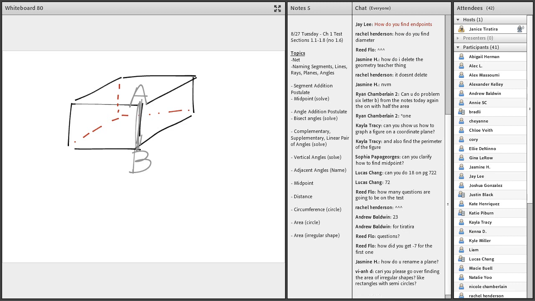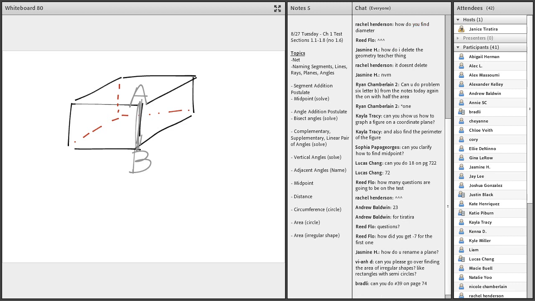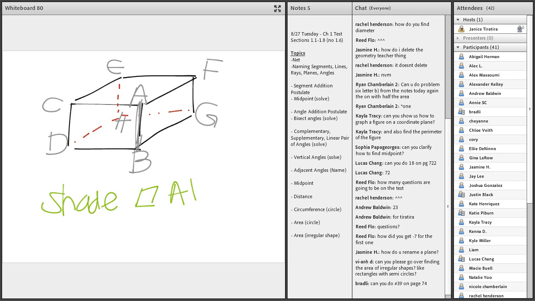So if it asks us to shade, let me put more letters. C, D in the front, E, F in the back, G, H in the back. I think that's it. Okay. So if I ask you guys to shade the plane ABG, that means it has to touch those 3 points and it has to make a plane. So this is your ABG, okay?